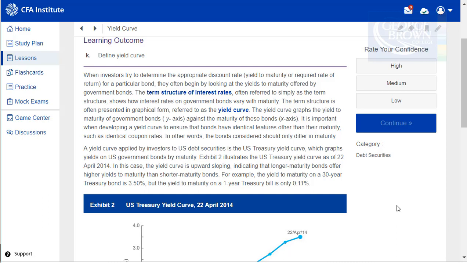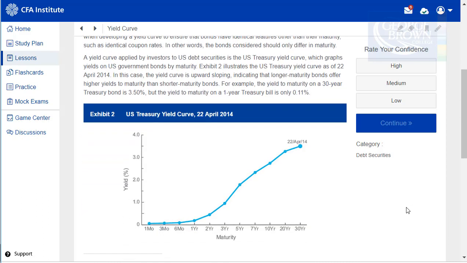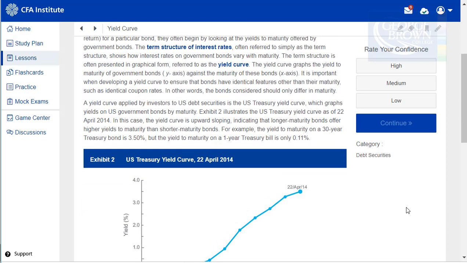So what is the starting point? The starting point is always with the government bonds and the yield curve. Okay, so the term structure of interest rates, often referred to simply as the term structure, shows how interest rates on government bonds vary with maturity. The term structure is often presented in a graphical form referred to as the yield curve, and the yield curve graphs the yield to maturity of government bonds.